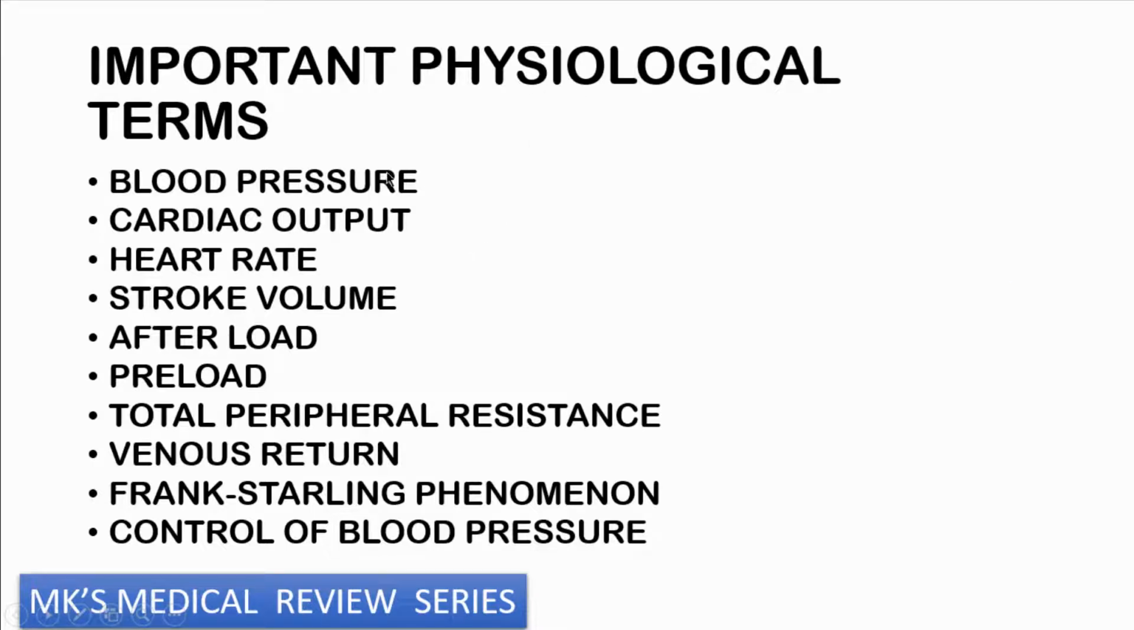So I've discussed what blood pressure is, what cardiac output is, what heart rate is, what stroke volume is, afterload or total peripheral resistance, preload or end diastolic volume. We've also talked of ejection fraction. We've talked of venous return. We've talked of the Frank-Starling phenomenon, and I will explain control of blood pressure when we talk about heart failure in the next video on internal medicine.